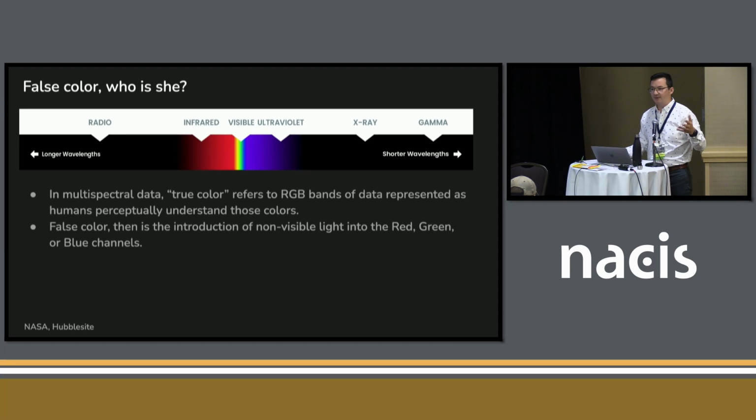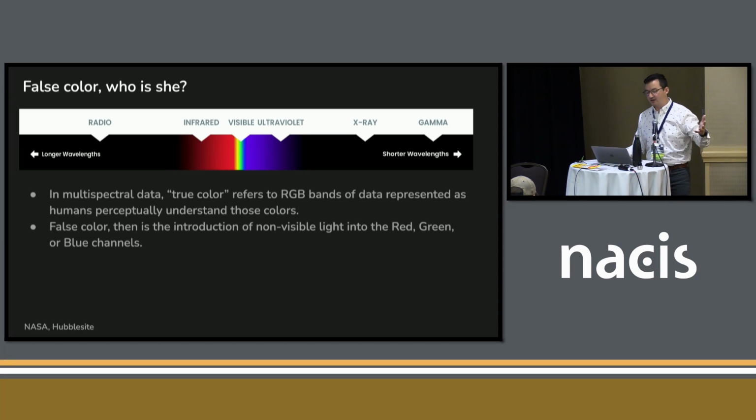Okay, so you might remember that there is a spectrum here, and us humans with our sensitive eyes only have a very narrow window into the visible light spectrum. So before we start talking about false color, we need to understand what is true color. In multispectral data, this refers to the red, green, and blue bands represented as we perceive those colors.